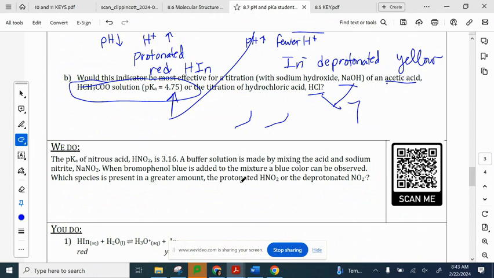All right. We have the pKa of nitrous acid. So this is a weak acid. It is 3.16. A buffer solution is made by mixing the acid with sodium nitrite. And when bromothymol blue is added to the mixture, a blue color change can be observed. Which species is greater, the protonated or deprotonated, at that point?